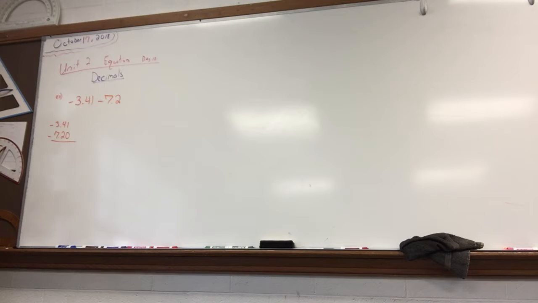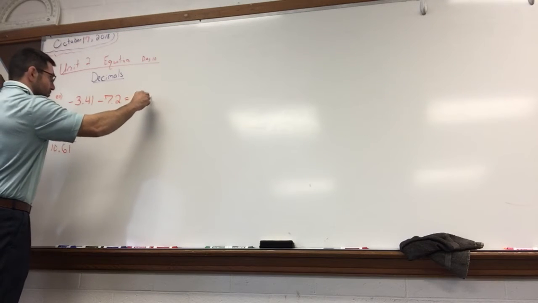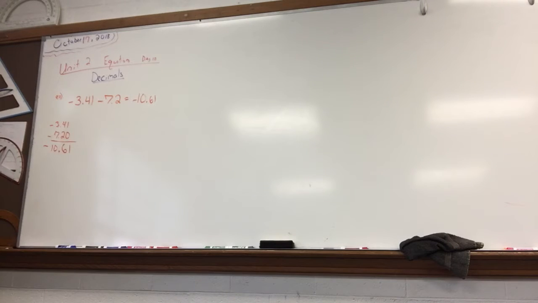Does everybody agree there? Are they the same sign? When they're the same sign, what can we do with them? Emma? Add them and keep the sign. 1 plus 0 is 1. 4 plus 2 is 6. The decimal comes straight down. 3 plus 7 is 10, and you said to do what? Keep the sign. Questions?